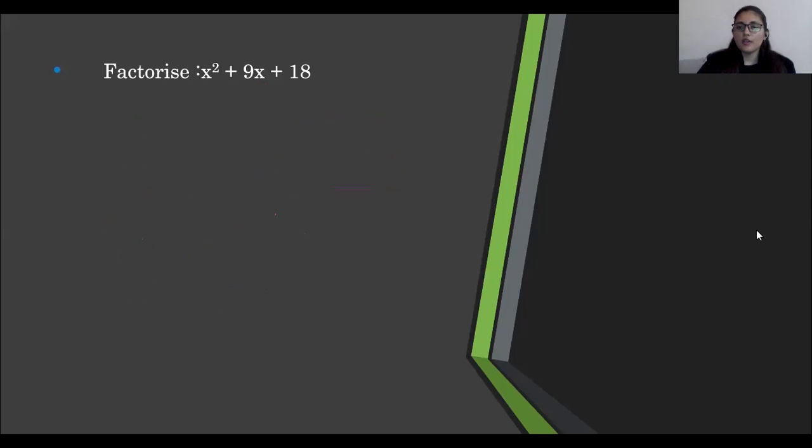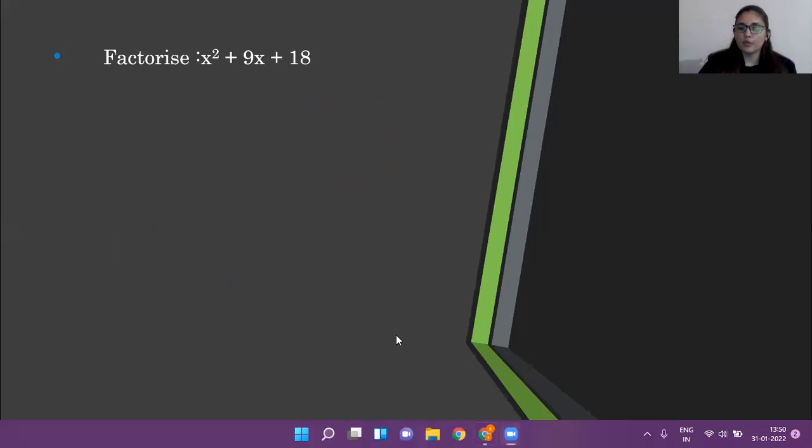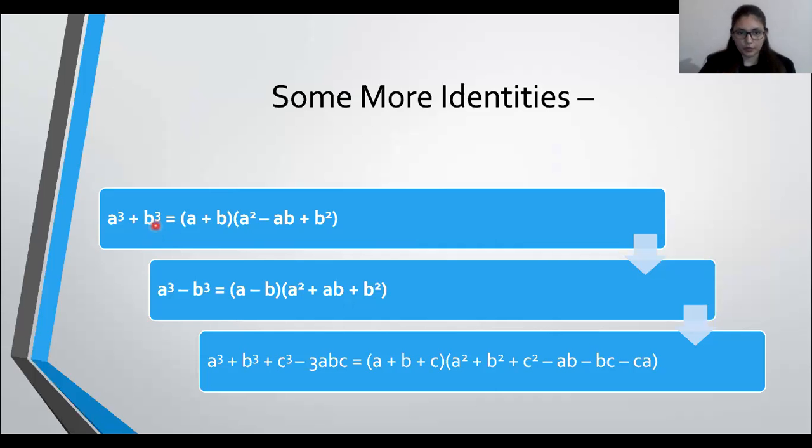Now let's understand some more identities. Here we have a few more identities. The first identity is a cube plus b cube, which equals a plus b in one bracket, and in the second bracket, a square minus ab plus b square. The next is a cube minus b cube, which works like a minus b in one bracket, and a square plus ab plus b square in the second bracket.